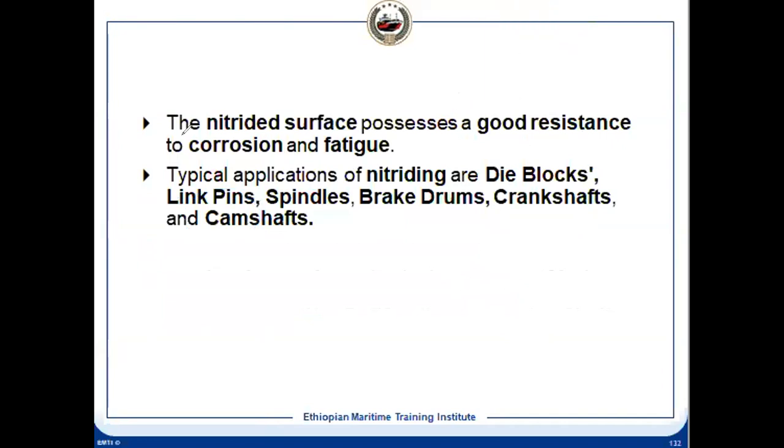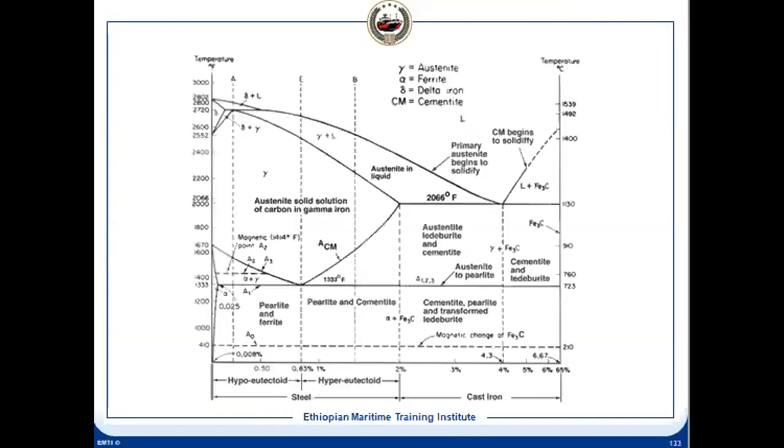This also gives corrosion resistance, because it is nitride, as well as fatigue resistance, because the inside core is ductile. Applications include crankshaft, camshaft, spindle, and pin links, where the surface should be very, very hard. So there we use this kind of nitriding. Now let us see this diagram.